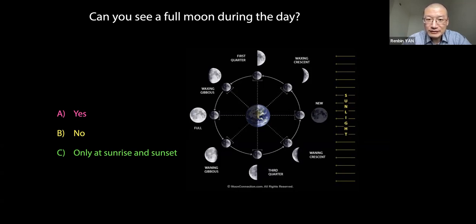If you want to see the full moon, it has to be above the horizon. If you want to see it during the day, the sun has to be above the horizon. But the sun and the moon are in opposite directions. So the only time you see it is when the horizon is aligned with the direction connecting the moon and the sun. That is only at sunrise and sunset. The correct answer is C.